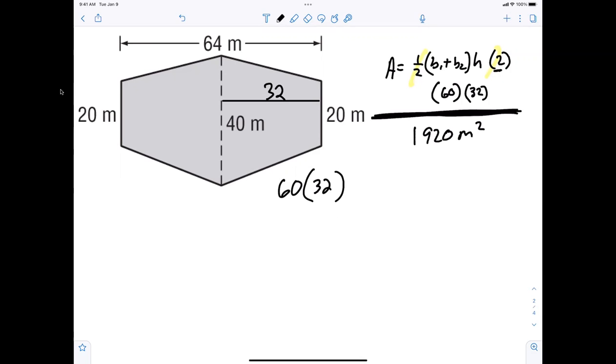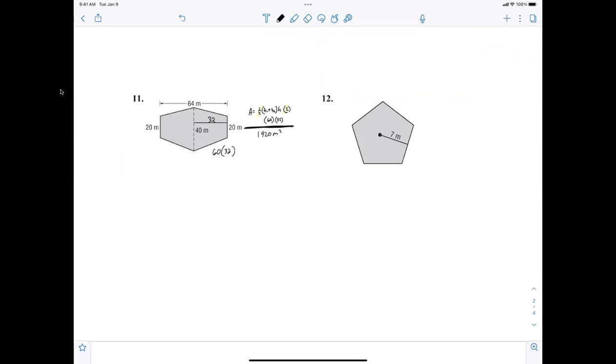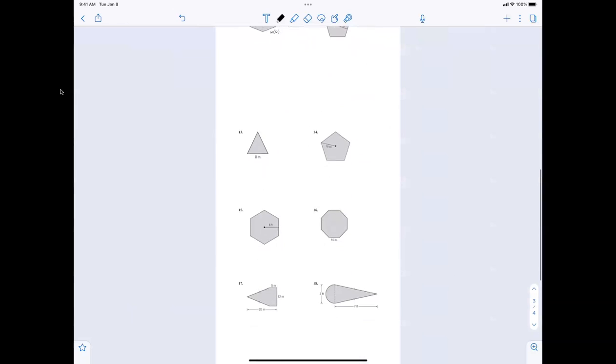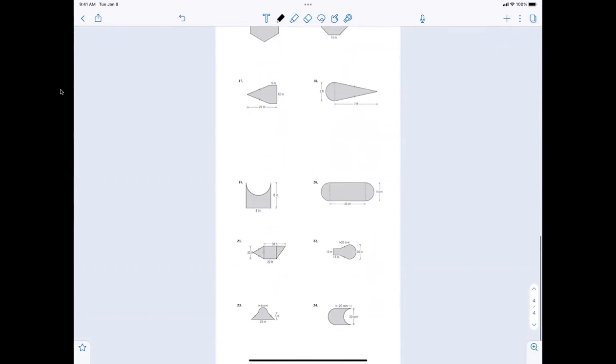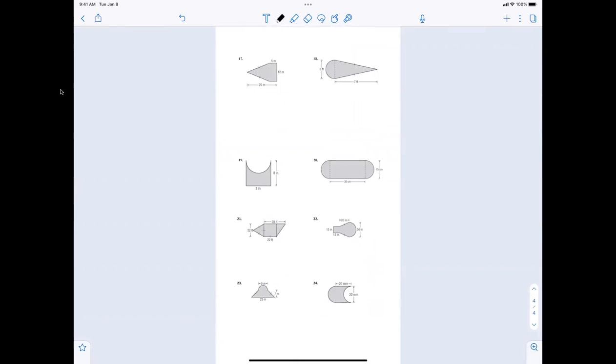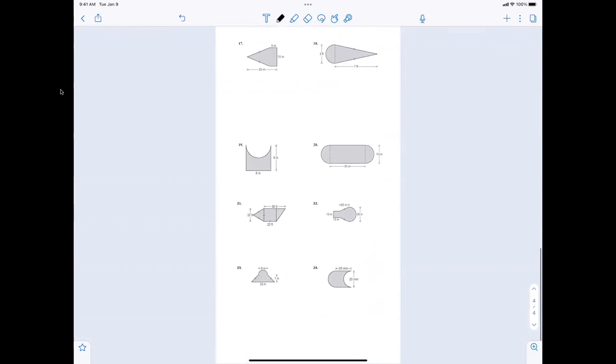1,920 meters squared. Everybody's good with that? All right, let's see if there's something else. Okay, practice number 12 for homework. The rest of these kind of can be. All right, let's take a look. Let's just jump down. These down here at the bottom are kind of like SAT questions. So we got time. I'll work these with you.